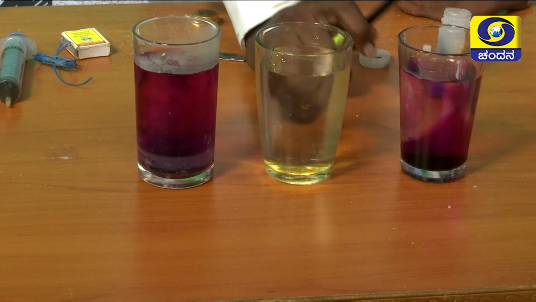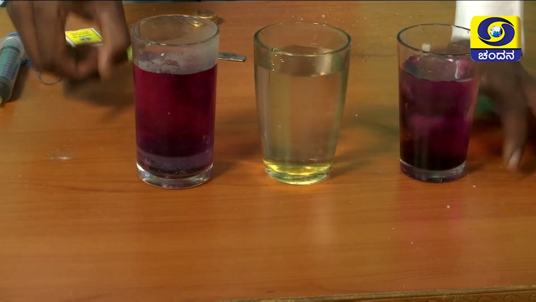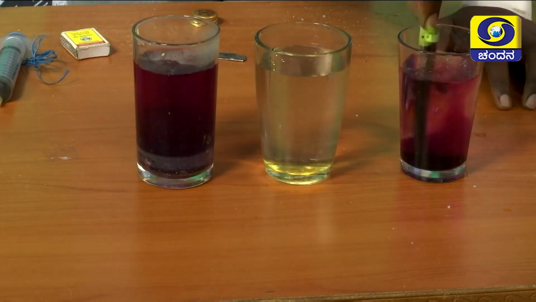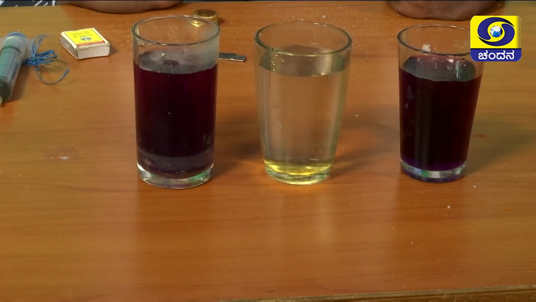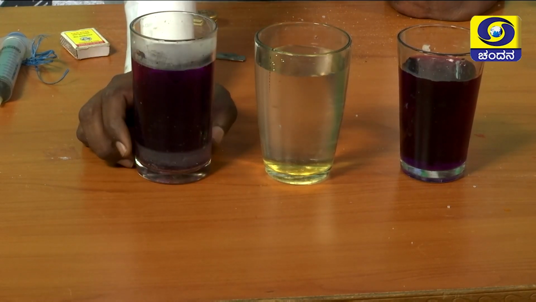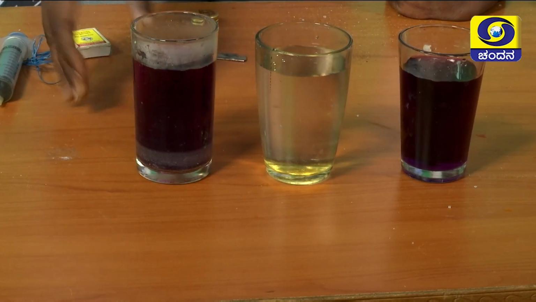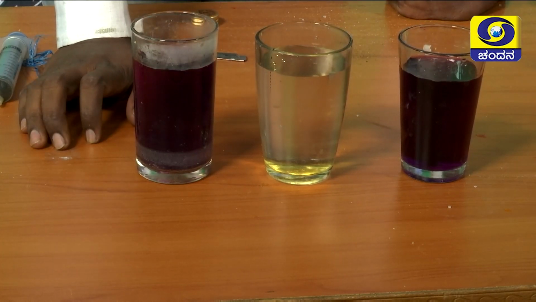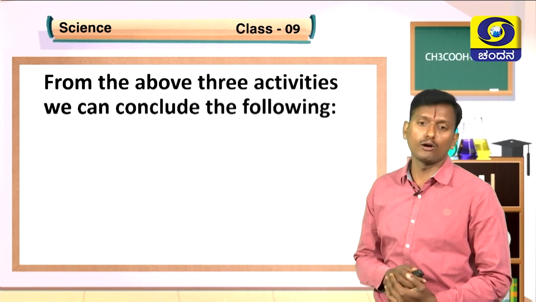See, one is still diffusing, the other already diffused completely. We can increase the diffusion even by stirring. If you keep stirring these substances, it diffuses very fast. See here. So, by stirring also, you can increase the rate of diffusion. You can see in your kitchen, our mom preparing a coffee or tea, she stirs the substances and mixes them very fast so that they will diffuse very fast. Isn't it? Okay. So, from these three activities, we can conclude the following.